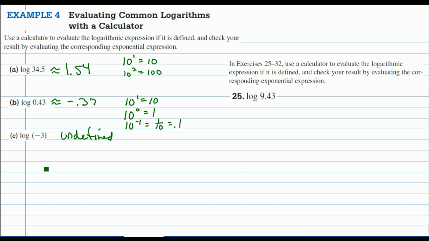Well, the reason why is this is asking for an exponent of 10 that results in the value negative 3. 10 to what power is negative? Nothing. No positive value can be raised to an exponent that gets a negative.